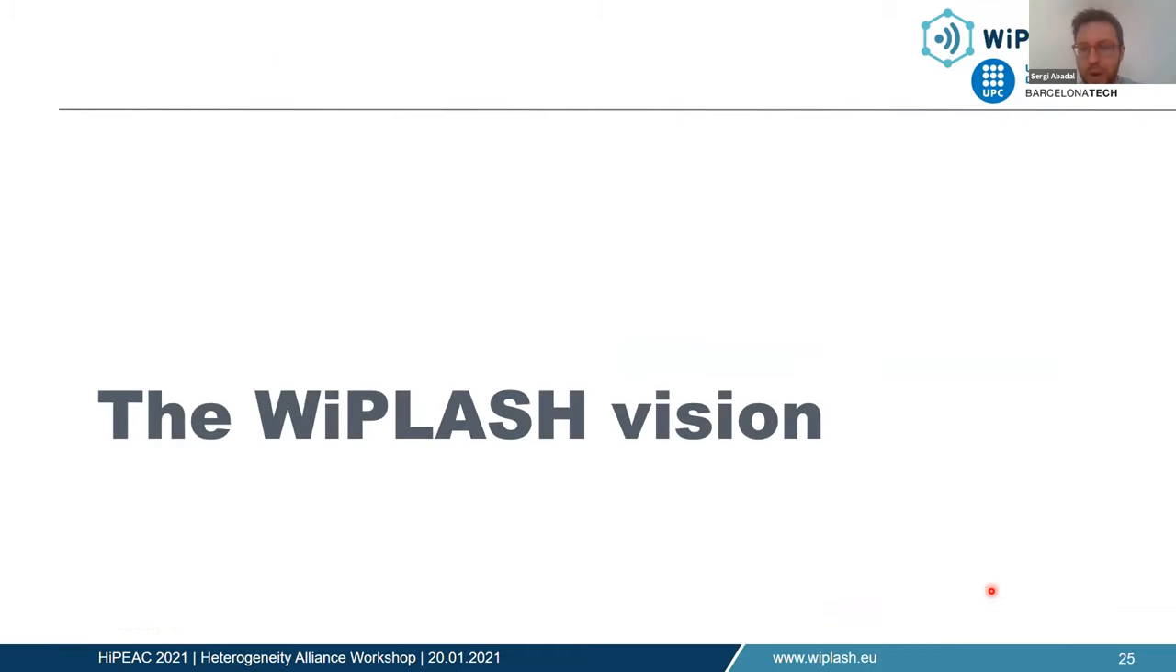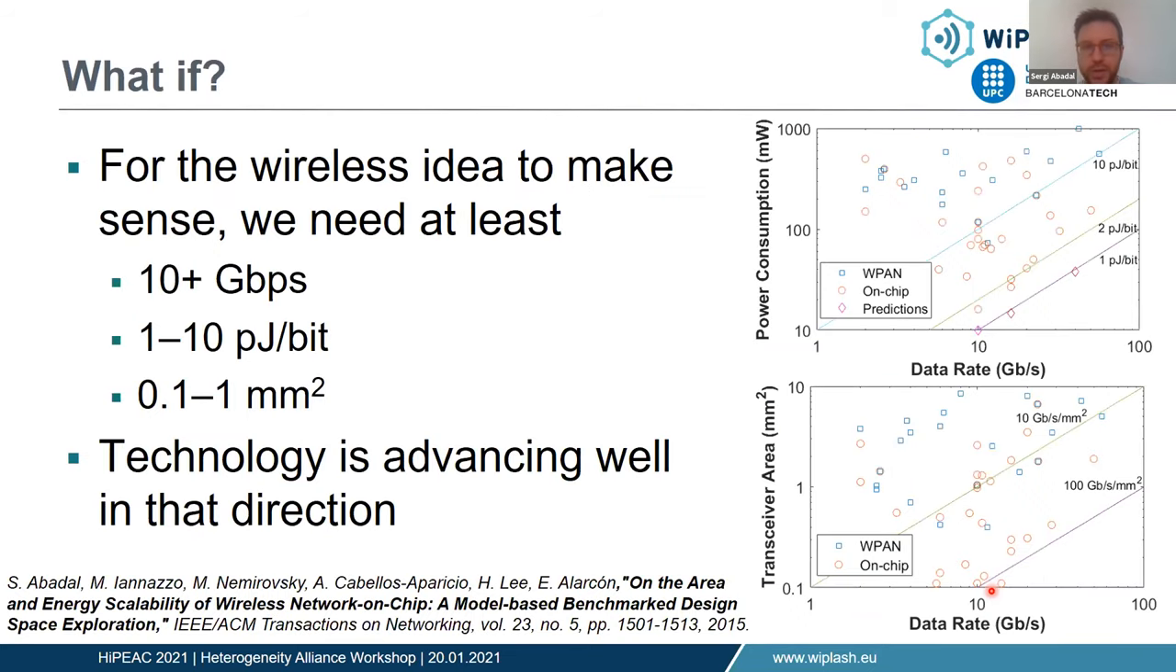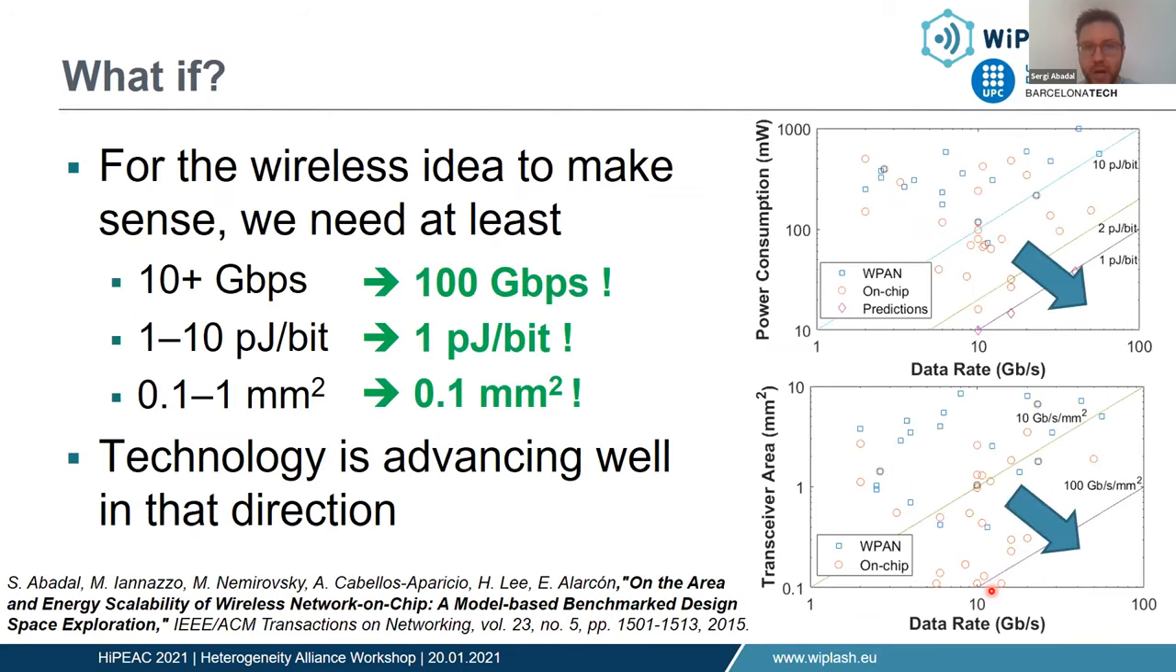when Wiplus comes into play. What if I told you that instead of 10 gigabits per second, we can go at 100 gigabits per second? And what if I told you that we can go at 1 picojoule per bit of energy? And what if we can miniaturize the transceivers even further and go to 0.1 square millimeters? In these figures that relate the data rate with the power and the transmitter area, we are going into the lower right corner, which is low energy, low area, and very high speeds. What if I can do that?